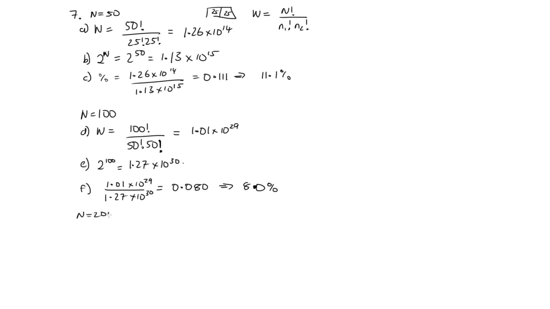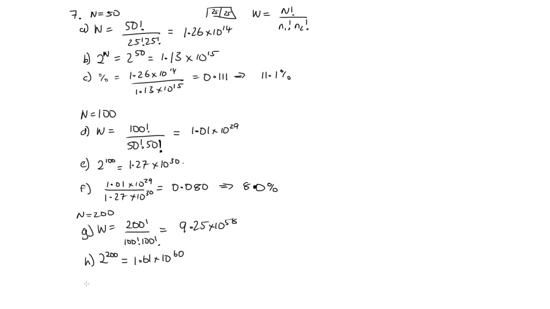And then finally, we're given now 200 particles and we need to do it again. So calculating the multiplicity, this will be 200 factorial over 100 factorial times 100 factorial, which if you solve this on the computer, you end up with 9.25 times 10 to the 58. H, we then ask for the total number of states. That'll be 2 to the 200, which will be equal to 1.61 times 10 to the 60.